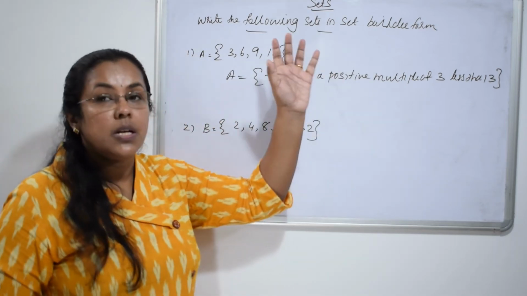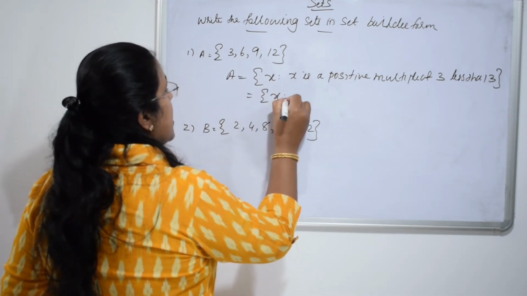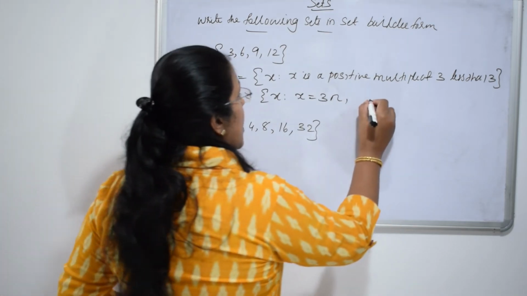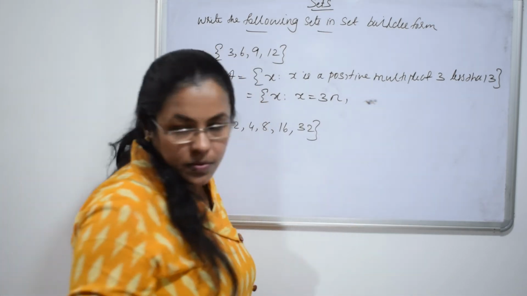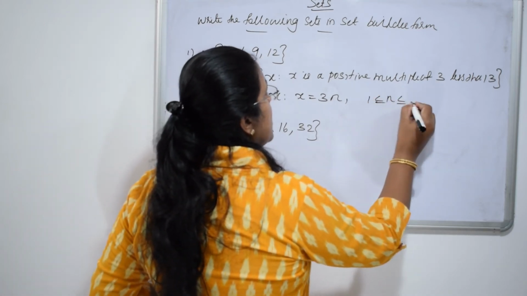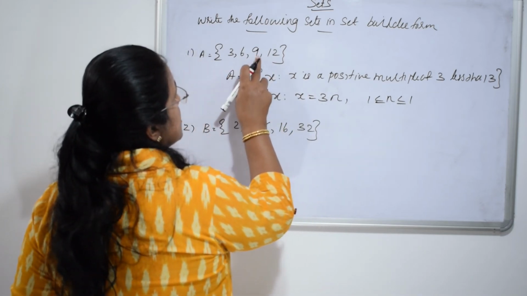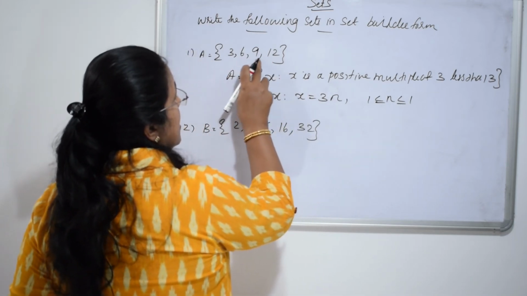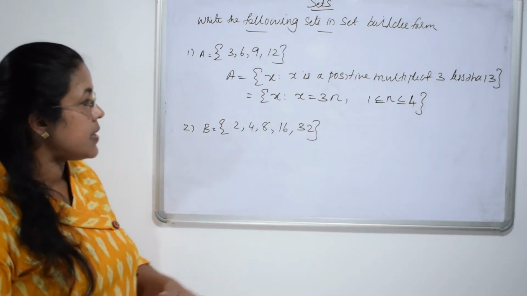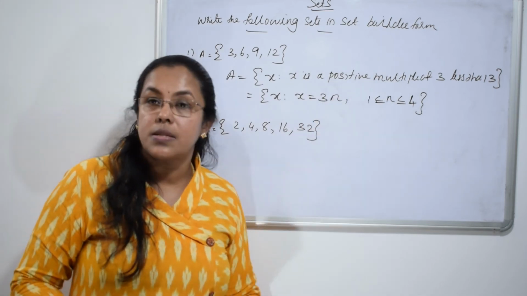Okay, we can write it in one more way also, that is X such that X is equal to 3n, where 1 less than or equal to n less than or equal to how much? 3 1s are 3, 3 2s are 6, 3 3s are 9, 3 4s are 12. We can write it in this way also. X such that X is equal to 3n and 1 less than or equal to n less than or equal to 4.